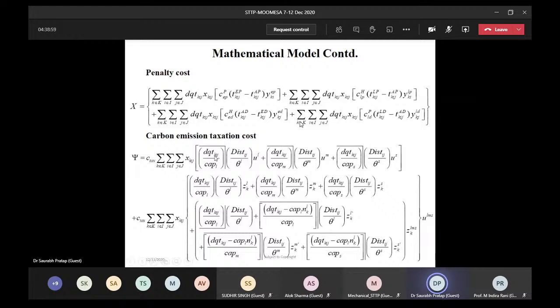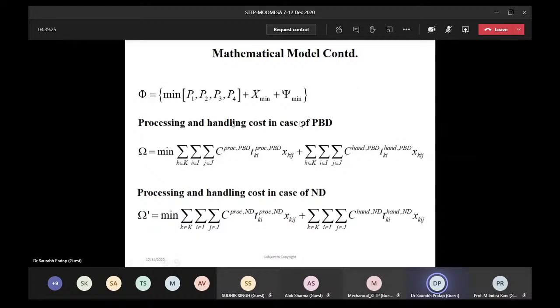Let us assume the vehicle travels a large distance, or the vehicle takes too much time to deliver the product. Definitely the carbon emission will be too high. So we try to reduce the carbon emission taxation cost by using this formula, and after that, this will be the transportation cost.